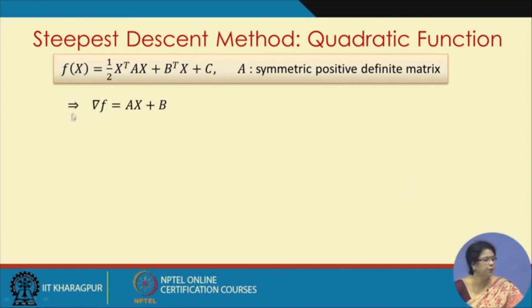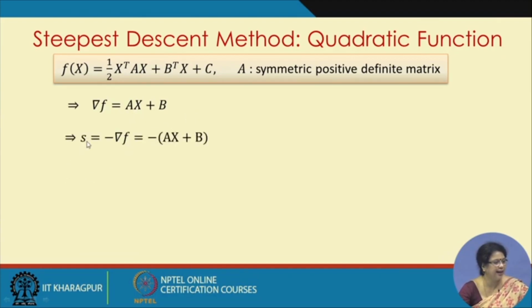Just you see, if we consider f(x) as a quadratic function, grad of f would be equal to ax plus b. There is no doubt about it. Therefore, the direction for the minimization problem, minus grad f, that is the reverse direction, is equal to minus (ax plus b). From here we can say that s transpose at x equal to xi is equal to 0. Will you object to it?